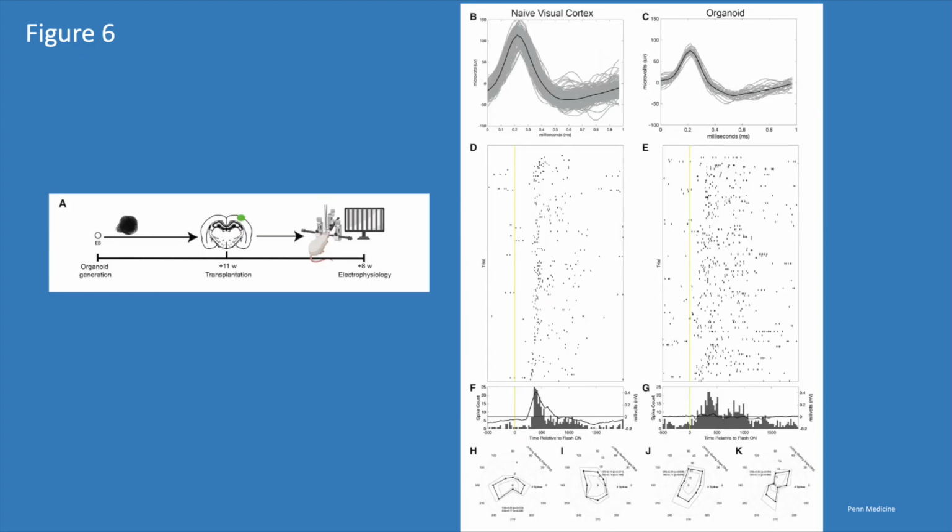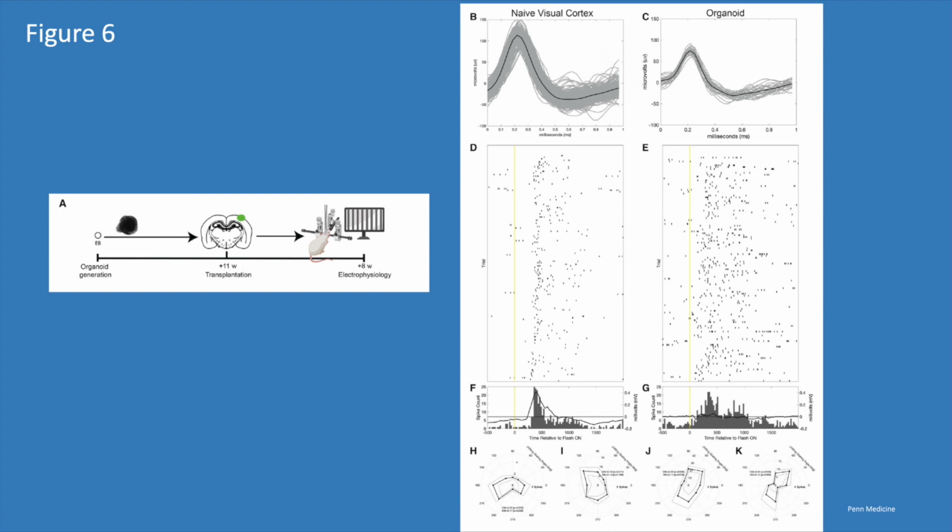Now, for the last figure of the paper, figure 6, the focus shifts to the functional integration of the transplanted organoids. So neural activity from the naive visual cortex and an organoid graft at 2 months post-transplantation are compared on the left and right sides, respectively. Image A shows the visual stimulation and electrophysiological recordings that were done.